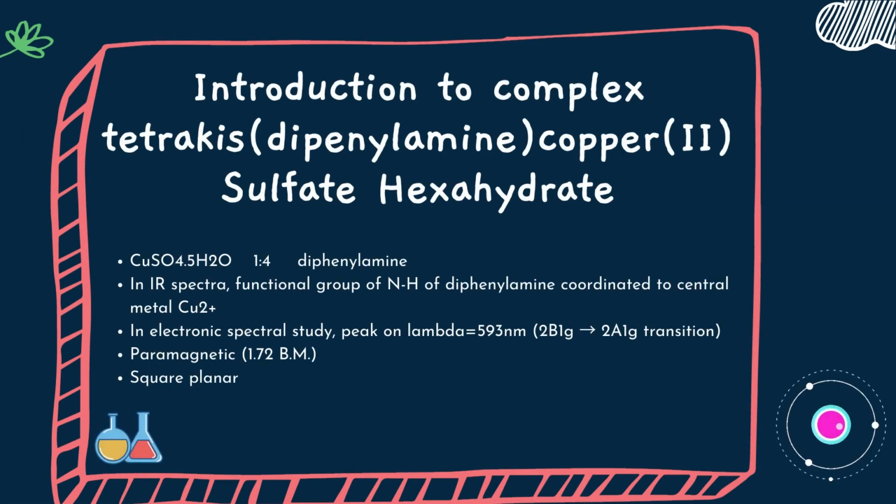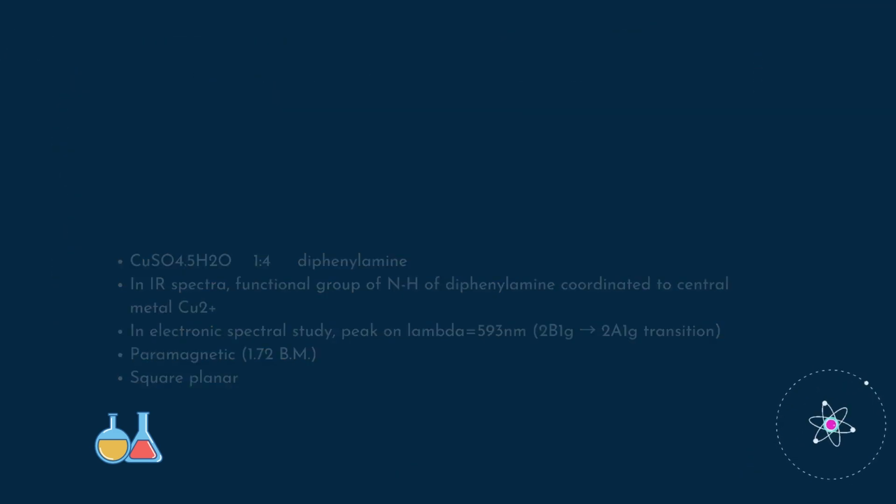Based on infrared spectra, it was determined that the NH functional group of diphenylamine was coordinated to the center ion Cu2+. The electronic spectra study of the complex showed a transition peak at lambda equals 593 nanometers. The complex was paramagnetic with an effective magnetic moment of 1.72 BM. It indicated square planar geometry around the Cu2+ ion.